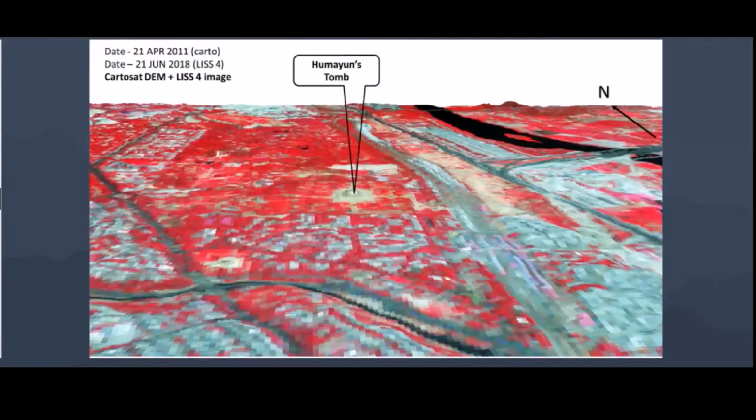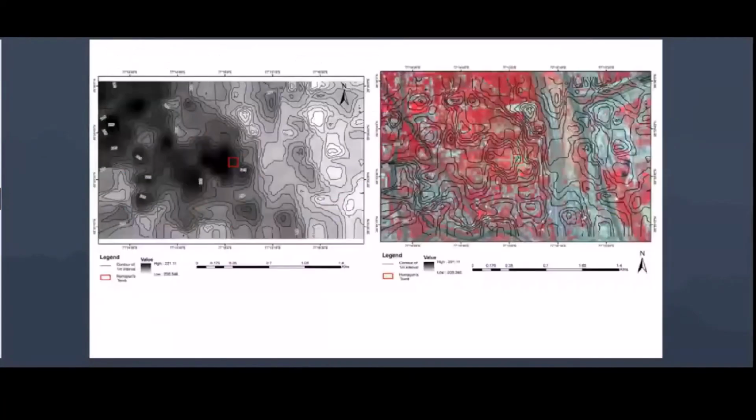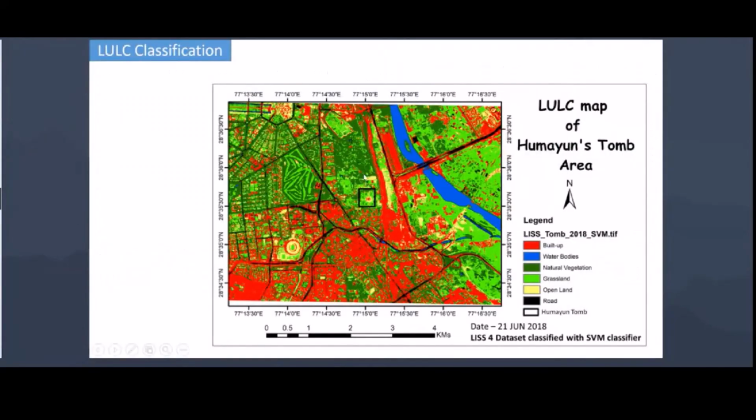Okay, so this is Humayun's tomb, the same in a zoomed out portion. So Cartosat and LISS-4 data has been used for visualization. Contours have been generated from this, very high resolution. LULC map of the area, this is where the site is.